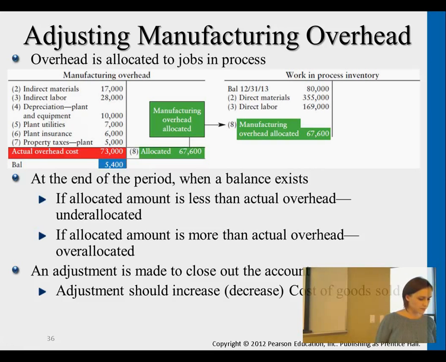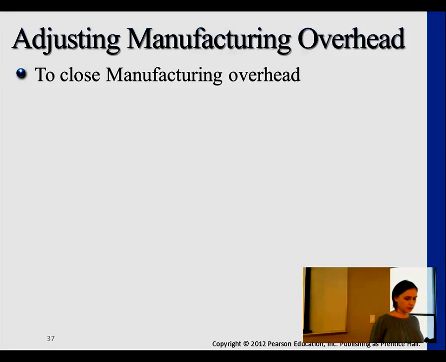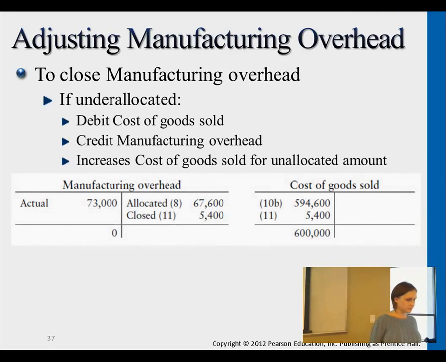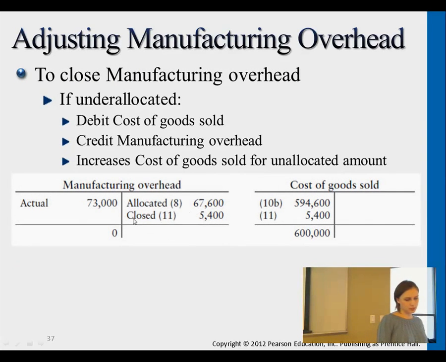So let's see what we're going to do. We need to close the manufacturing overhead. When accountants adjust our under-allocated or over-allocated overhead at the end of the period, they're doing a couple of manipulations. If it's under-allocated, we're going to debit cost of goods sold, credit manufacturing overhead. And that's going to increase cost of goods sold for the under-allocated amount. So in our case, what did we do? You remember this? That's 5,400 right here, closed. And that brings manufacturing overhead to 0.